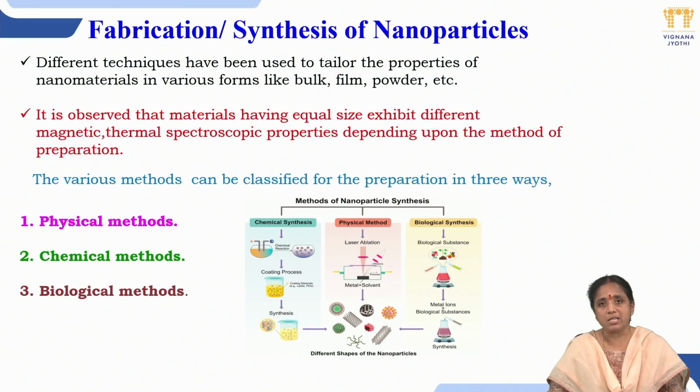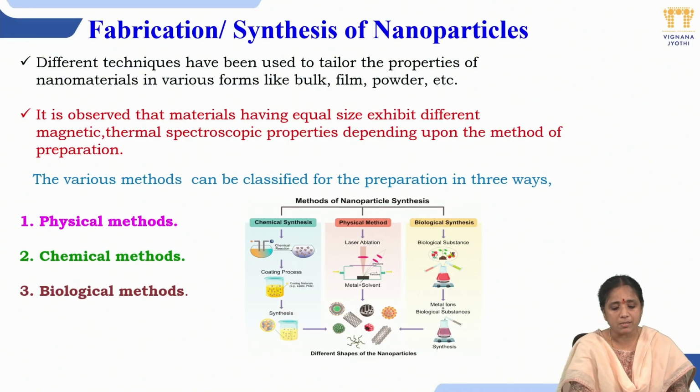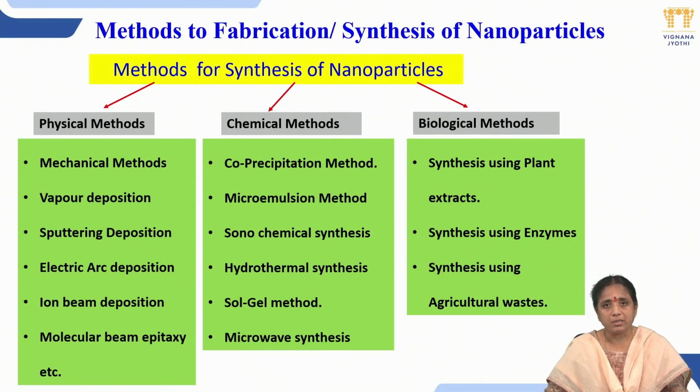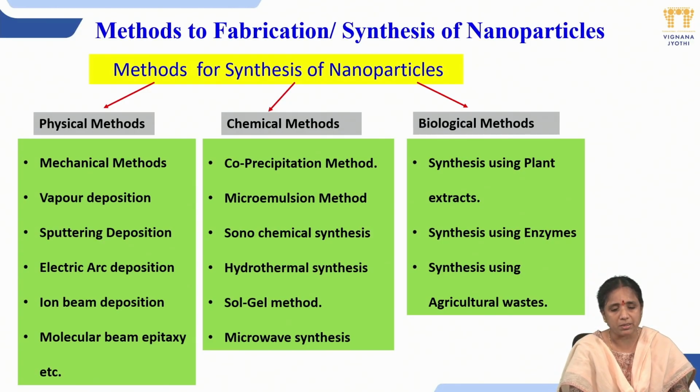The various preparation methods can be classified in three different ways. One is the physical methods, the second is the chemical methods, and the third is the biological methods. Coming to the physical methods, I have given here some of the major methods we use under physical, chemical and biological. All these methods have their own advantages and disadvantages depending on the availability, time, energy, and temperature. We can also adopt the method based on the size of the nanomaterial which we require.